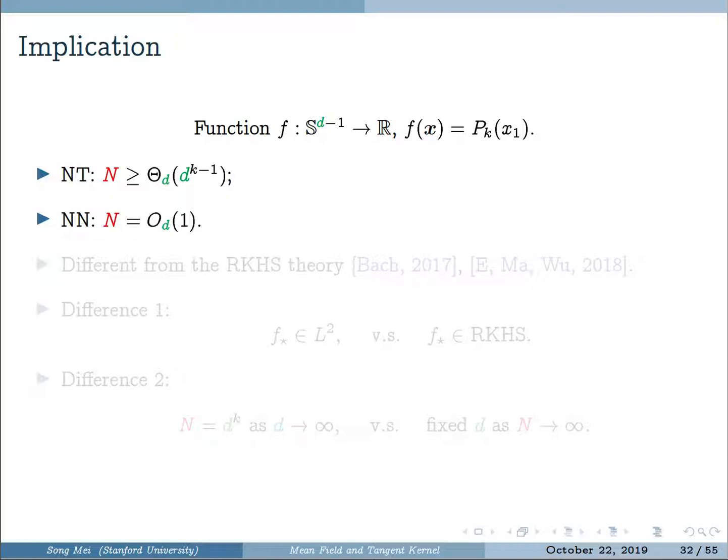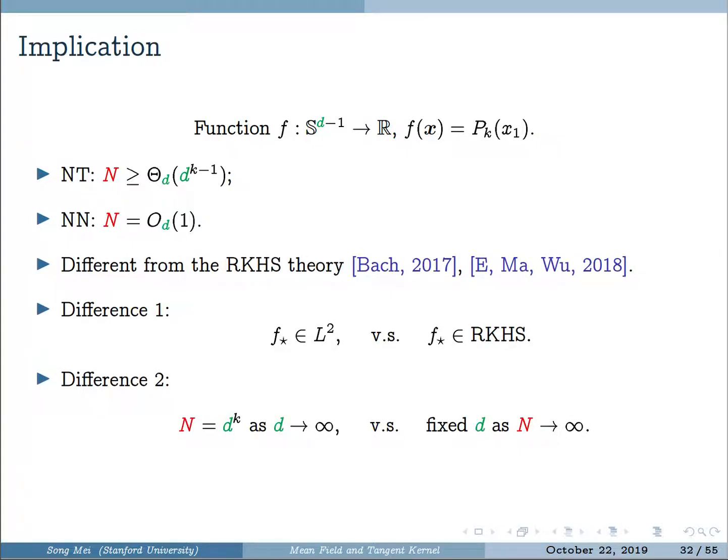But suppose we want to use a fully trained neural network to approximate this target function. We only need to use order 1 number of neurons. So the first claim is our staircase lower bound. And the second result is trivial because you just want to align the weights w_i to the first canonical coordinate. So this shows a separation. In the literature, there are other theories that want to show a separation between the approximation of random feature, which is a linearized neural network, and the neural network itself.